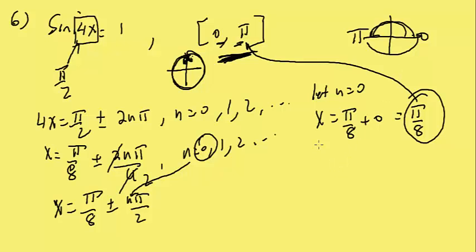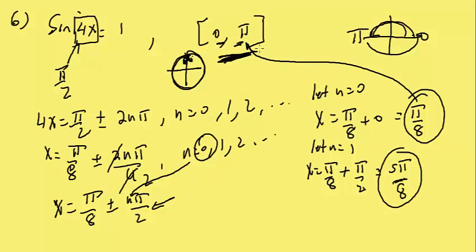So the next one, I'm going to let n equal 1. That will give me x is equal to pi over 8, because I'm substituting in right there, plus pi over 2. Of course, when I multiply top and bottom here by 4, that's going to give me 5 pi over 8, and that is still less than pi, so I'm going to keep that.